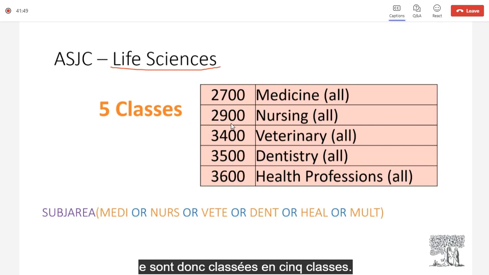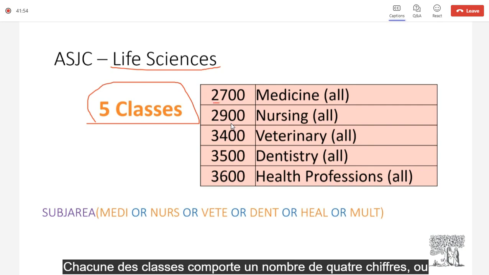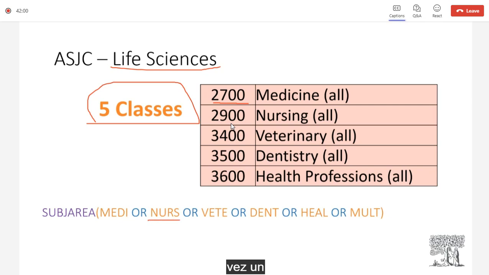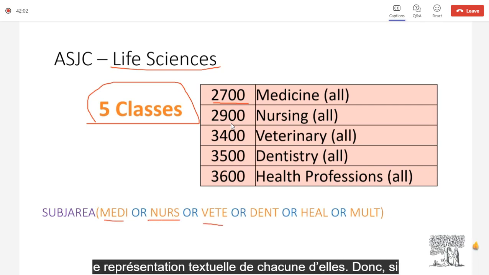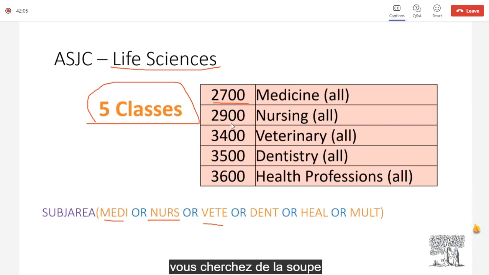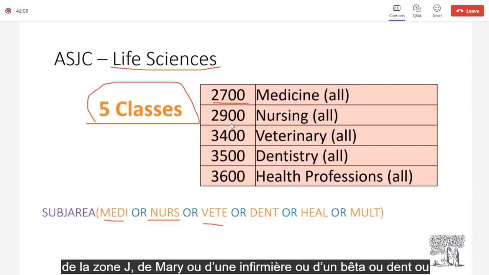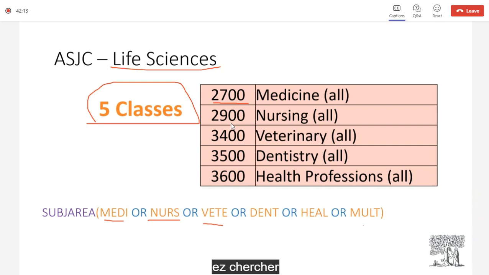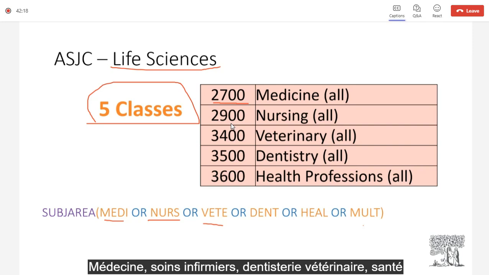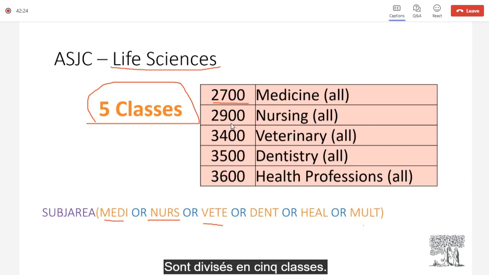So life sciences are classified in 5 classes. Each of the classes has a number of 4 digits, or you have a textual representation of each of it. So if you look for subject area MEDI, NURS, VETE, DENT, HEAL, or MULT, you're going to search for each or all of these sub areas: medicine, nursing, veterinary, dentistry, health professions. Okay, so these are broken into 5 classes.